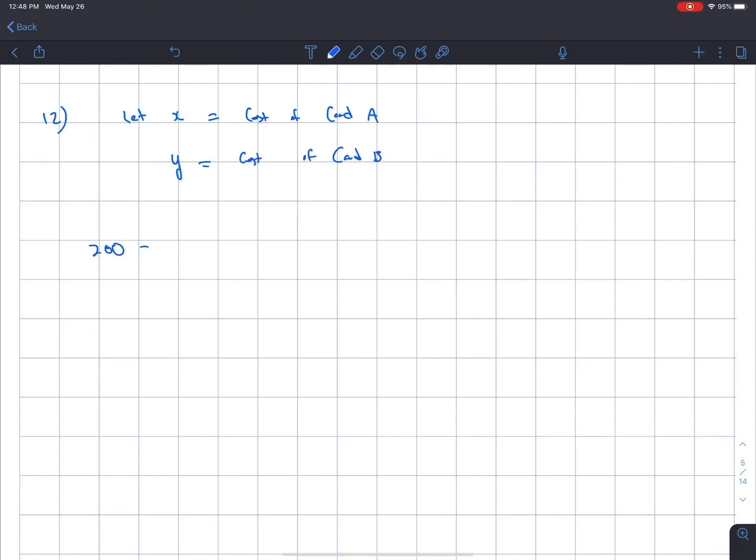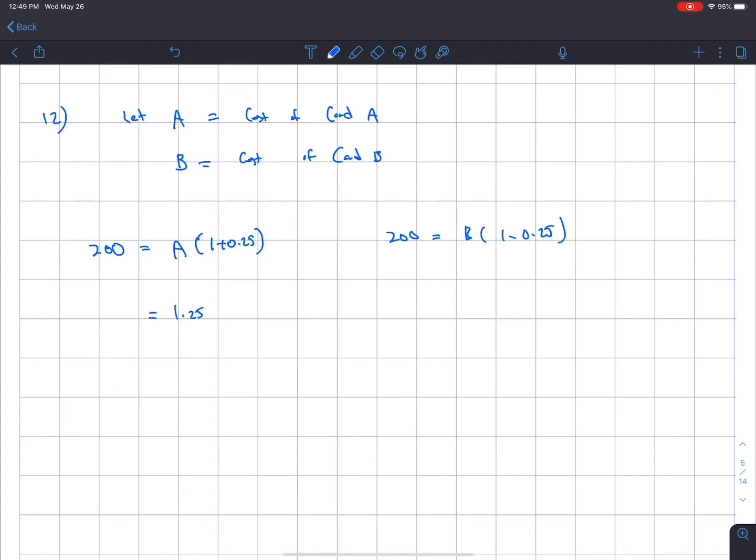We know that each card is being sold for 200. On the first card, she made a 25% profit. So this will be A times 1 plus 0.25. On the second card, I'm using X. Actually, I can just use A and B. Let's just use A and B, it's easier. And then 200 equals B times 1 minus 0.25, because on the other one she lost 25%.